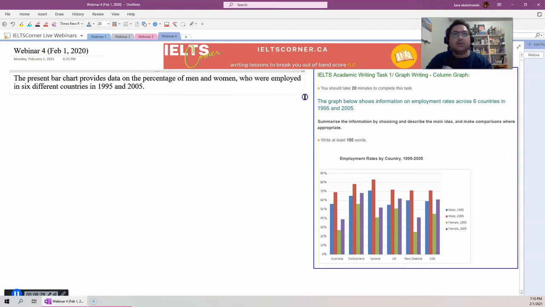Two things are important here. First of all, let's take a look at this comma. We have to decide whether it's restrictive or non-restrictive. So do we need it or not? We have to look at this adjective clause. The present bar chart provides data on the percentage of men and women. But what kind of men and women? Men and women who were employed, not any men and women. So this becomes necessary information because we need to restrict: not all men and women, only employed men and women. So this becomes restrictive, so no comma.